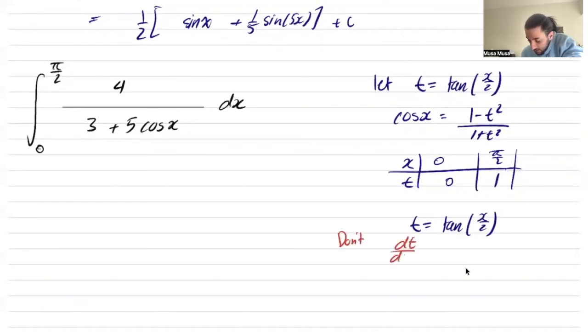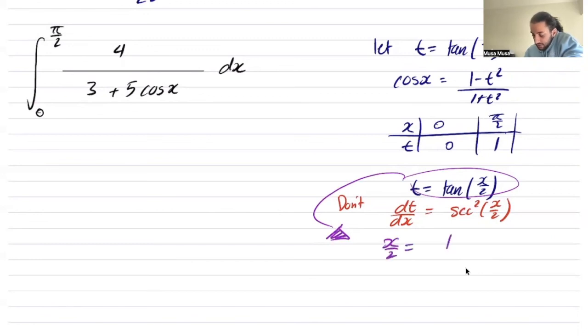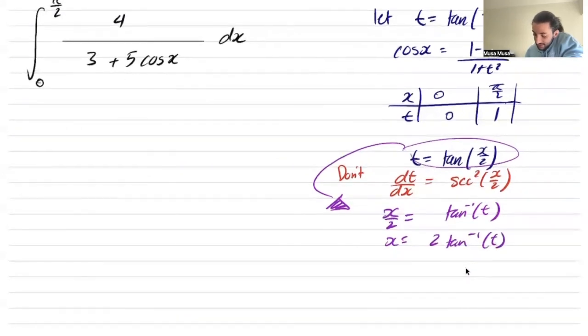Take dt/dx, because then you're going to get sec squared of x over 2, and I feel like that's more annoying. I do it differently. I do it like a mad dog. I say, let's write this in purple, the color of mad dogs, and write it as x over 2 equals tan inverse of t. Okay? And then multiply both sides by that 2.